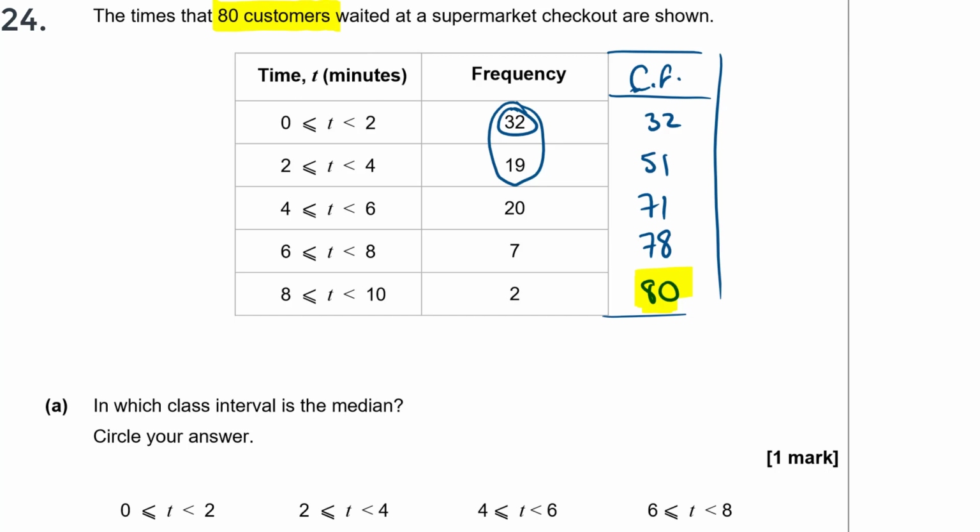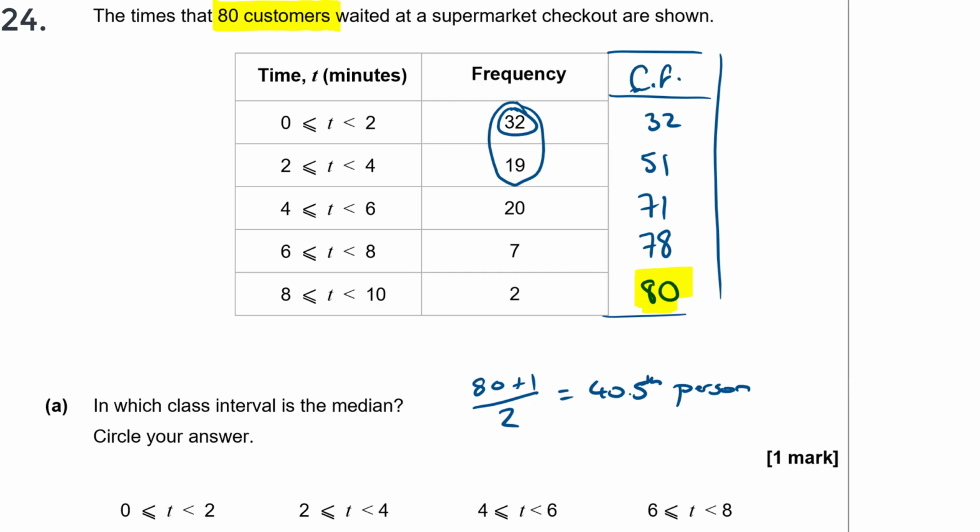Now to work out where the median is, the person in the middle. So if you've got 80 people, then you can find where the middle person is by adding 1 and dividing by 2. So the middle person is the 40.5th person. Now, where do they lie in the data? Well, we can just use our cumulative frequency to work that out.